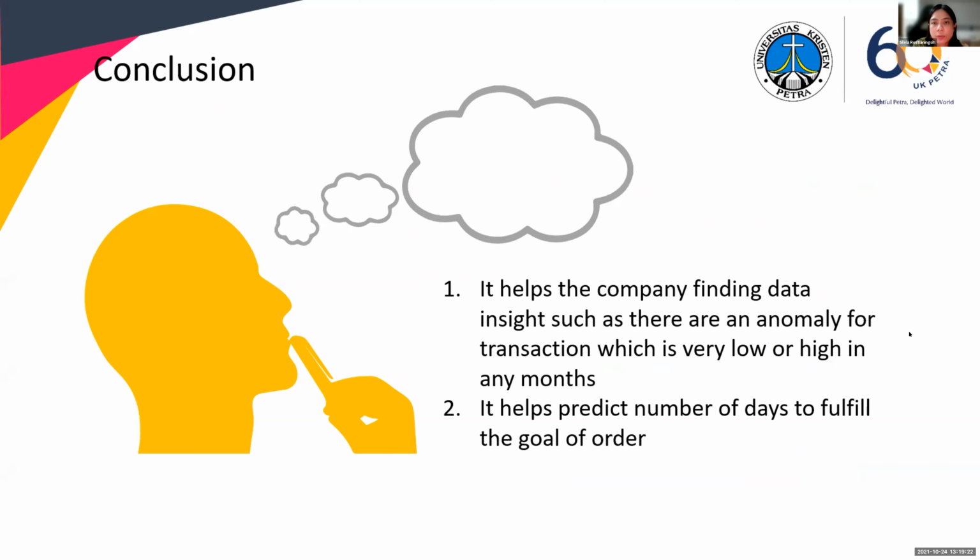Okay, so we can conclude that BI can help the company find data insight, such as anomaly transactions, and it can also predict the number of days to fulfill the order goal. Okay, thank you.